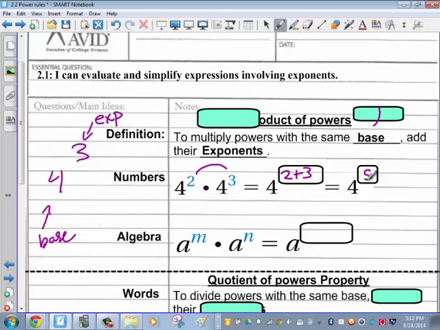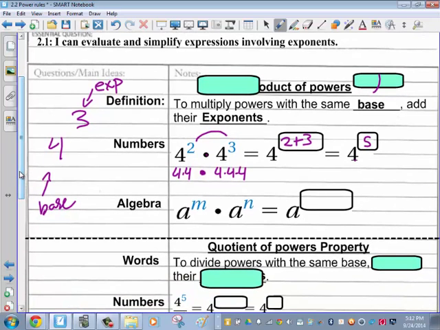And here's another way to think about this. Think of how many 4s I have here. 4 squared is really 4 times 4. Okay, and then big multiplication there. And 4 to the 3rd is really 4 times 4 times 4. So how many times did I multiply 4? 1, 2, 3, 4, 5. That's why it's 4 to the 5th power. Tricky, huh? Very nice.